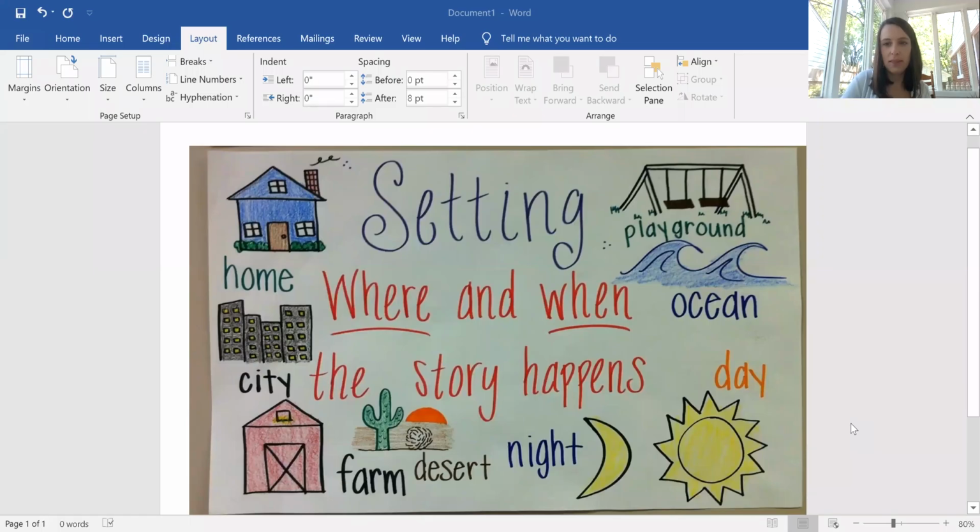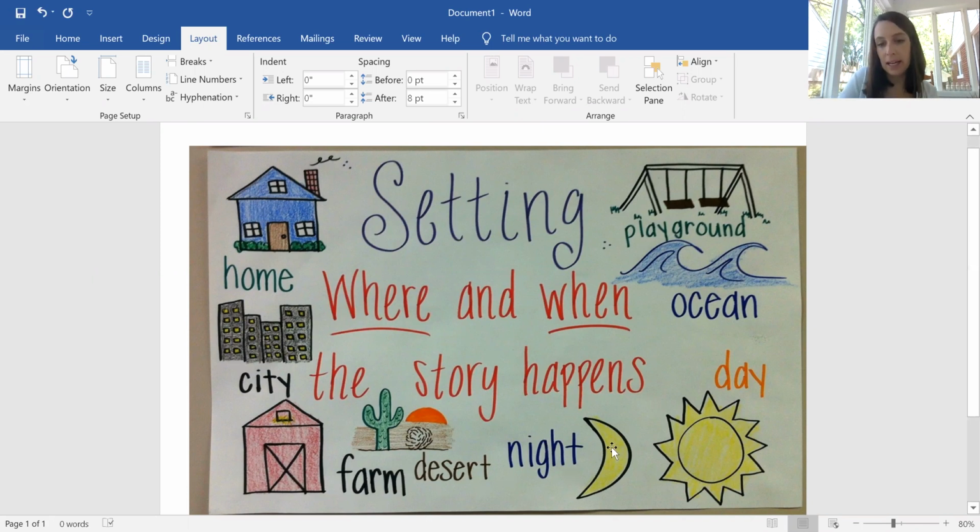When we're looking at this picture, we see some words on here, and it says setting, when and where the story happens or takes place. So when we think about a place, we can think about somebody's home. We can think about a city. Down here, this word says farm, desert. But we can also think about the time.